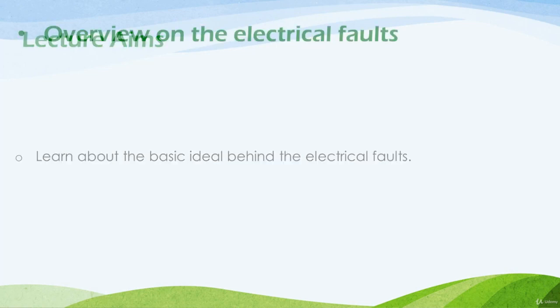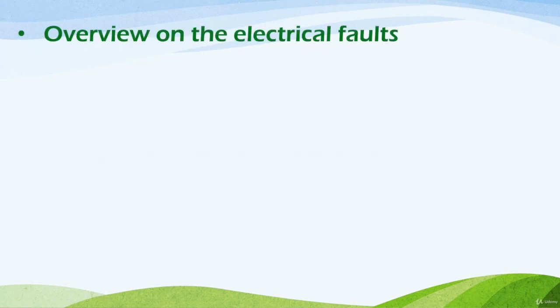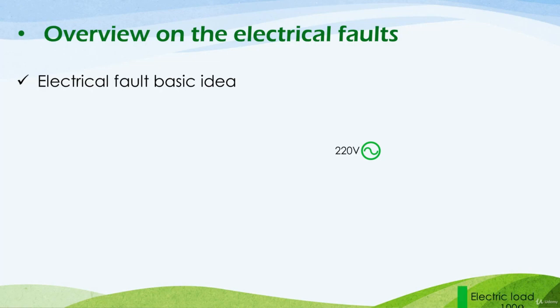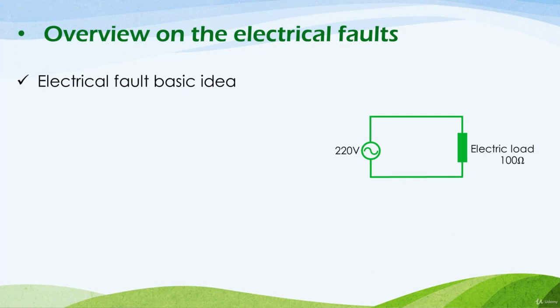So let's go ahead. First of all, if we need to know what is the basic idea behind the electrical fault from the electrical point of view, to understand why it's called a fault and why it's a dangerous one, we can discuss an example. Suppose we have a power source that produces 220 volts and it's responsible to feed a load that has a total resistance of 100 ohm. And we connect that power source with that load through those wires.